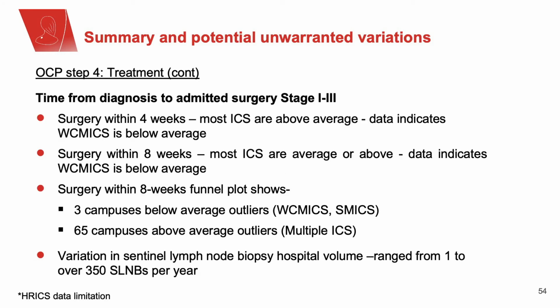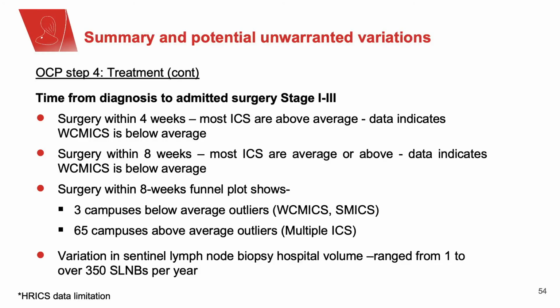Time from diagnosis to admitted surgery through stages 1 to 3: surgery within 4 weeks, most ICSs are above average. Data indicates WMICs is below average. Surgery within 8 weeks from diagnosis, most ICSs are average or above, but data indicates that WMICs is below average. The funnel plot for surgery within 8 weeks shows that 3 campuses are below average, with the outliers being within WMICs and SMICs, and 65 campuses are above average outliers by multiple ICSs.